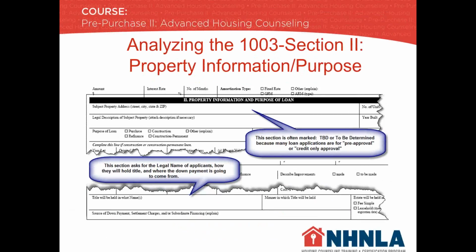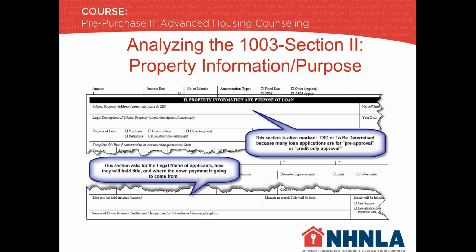If you go down to Section 2, this is information on the property information and the purpose of the loan. Now, frequently, because these are done on a pre-approval basis, a lot of times when you look at the property address and the legal description of the property, it's going to say to be determined or TBD. And that's because early in the application process, the home buyer may not have even picked out a property.